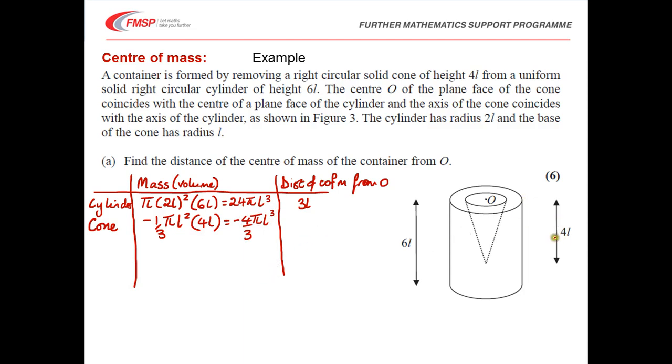And the centre of mass of a cone, this is one of the standards that's on your formula sheet. For a solid cone, the centre of mass is a quarter of the way up the height from the base, so a quarter of 4L from O.